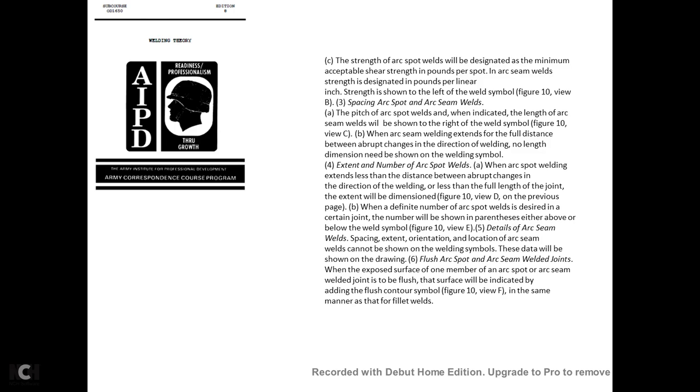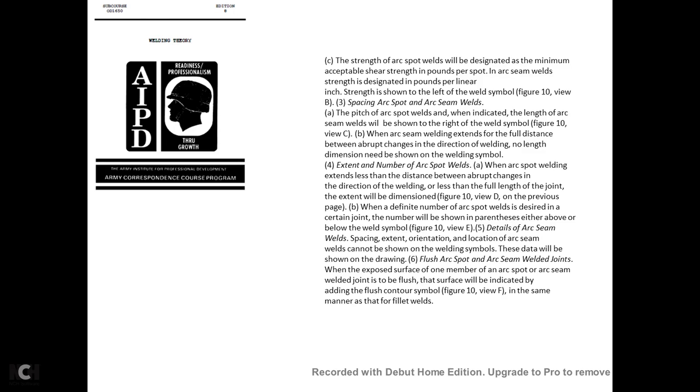extend with the dimensions on the drawing, with the definite number of arc spot welds desired in a certain joint. The number will be shown in parentheses either above or below the welding symbol. Details on arc seam welds: spacing, extent, orientation, and location of arc seam welds cannot be shown in the welding symbols. The data will be shown in the drawing.